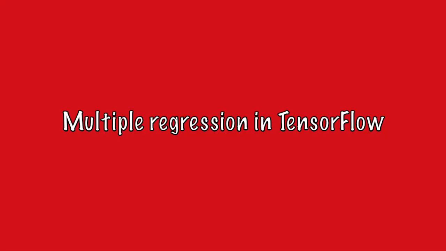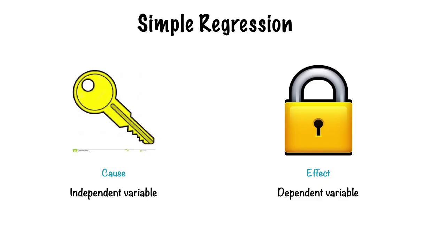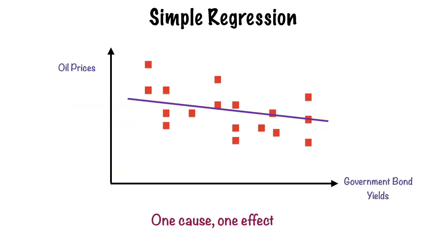The code for this is very similar to linear regression. It's just an extension to allow more causatory variables. Linear regression can be thought of as representing a cause effect relationship between two variables. The cause is an independent variable and the effect is a dependent variable. One cause, one effect. For example, the movement of government bond yields affect oil prices.